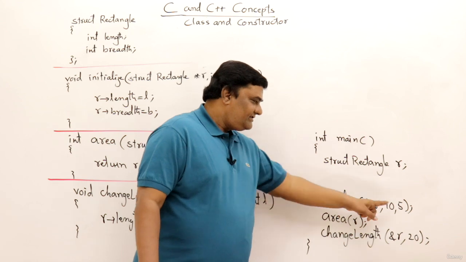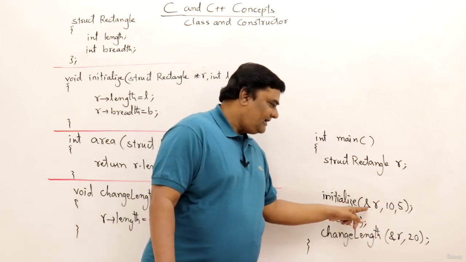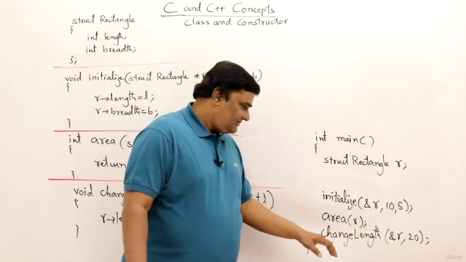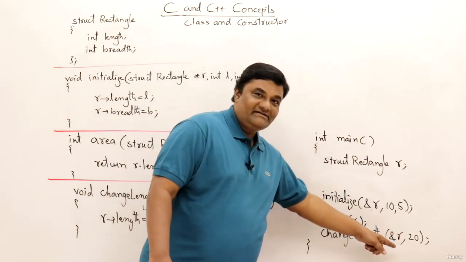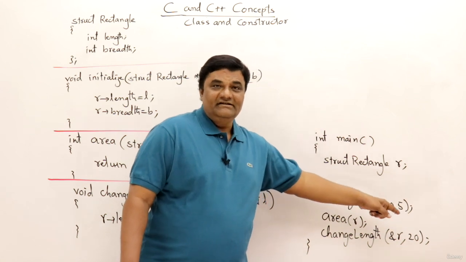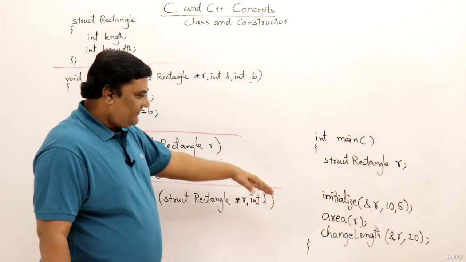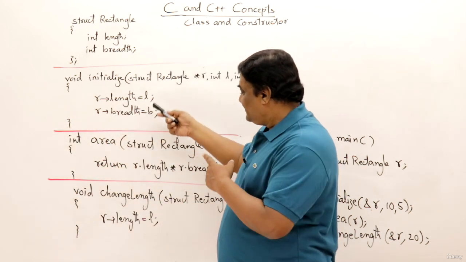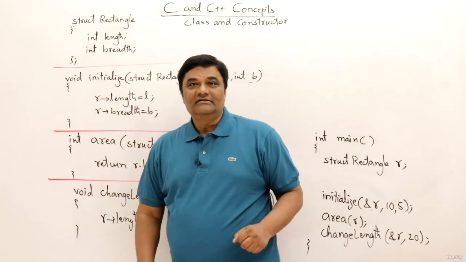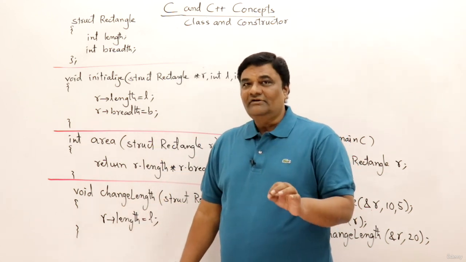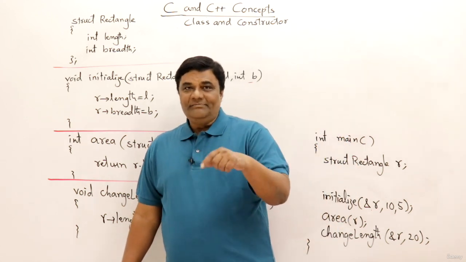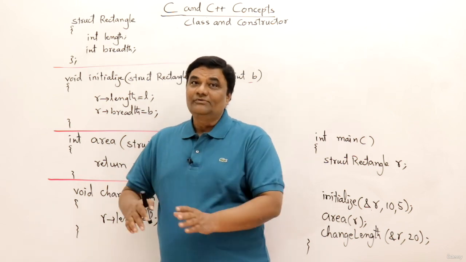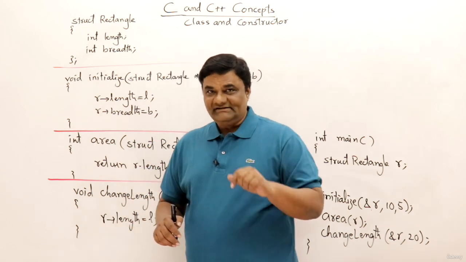The initialize function is setting the length and breadth, so it takes the rectangle by reference along with length and breadth. Area takes a rectangle. Change length takes a rectangle by address again, and it changes the length by taking a new length. These functions are defined here, and all of them are related to that rectangle. This is the best style of coding in C language, so I have adopted it in my course. I have also shown in places how to transform this into C++, and that style I am discussing now.